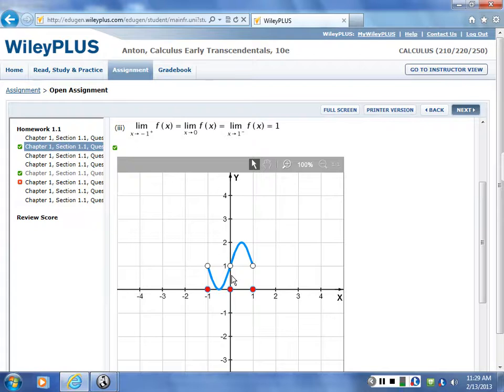It could be a straight line, yes. It could be a straight line as long as this is an open circle. Right? It could be a straight line.